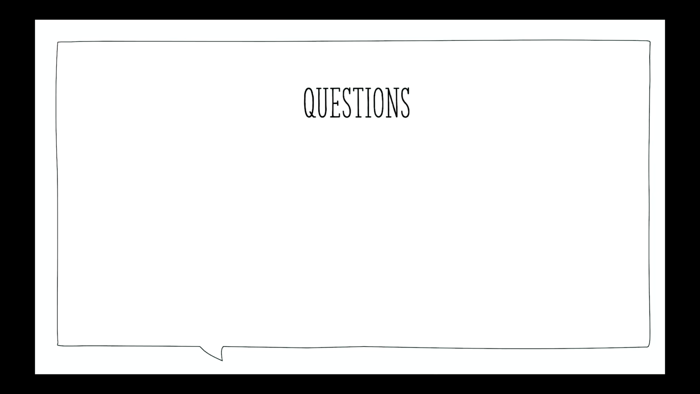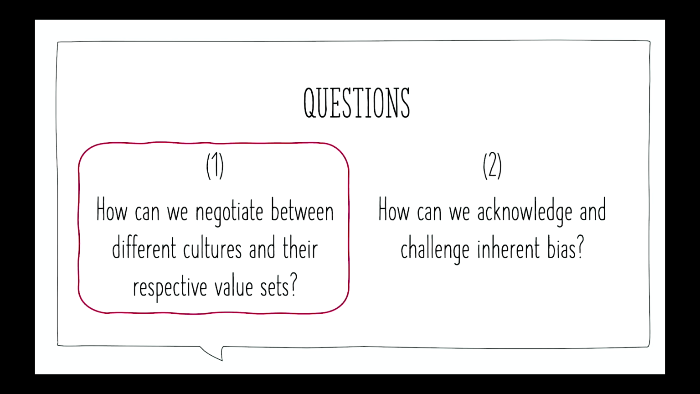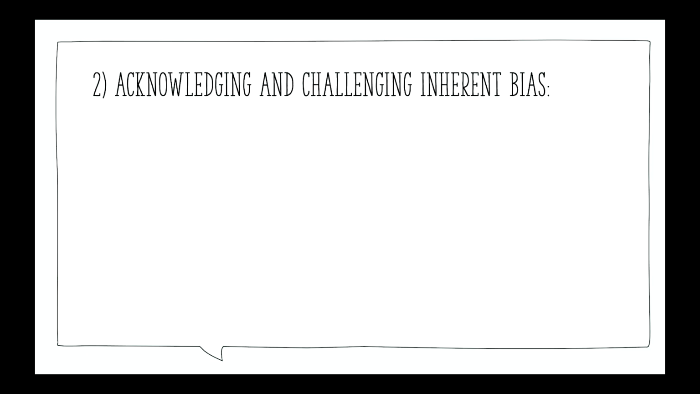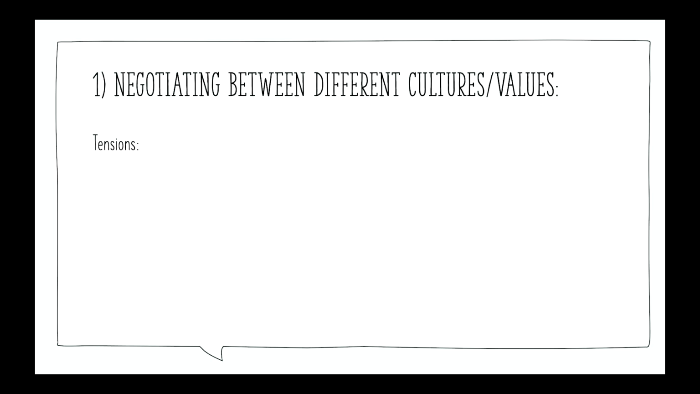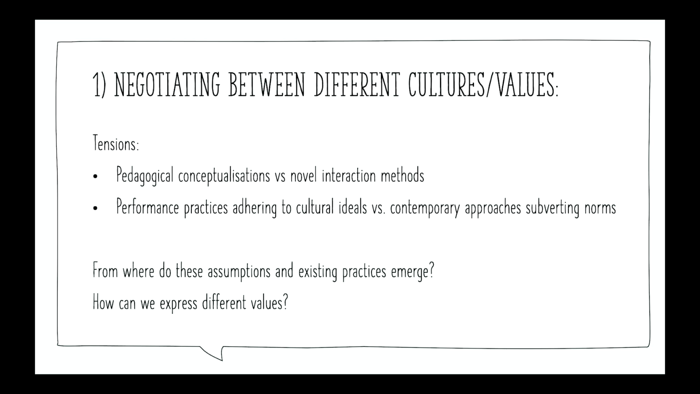So just to conclude on some questions, again, how can we negotiate between different cultures and their respective value sets? And then how can we acknowledge and challenge inherent bias? So understanding our own biases. Sorry, I don't know why my slides skip around like that. Some very brief tensions. We have pedagogical conceptualizations versus novel interaction methods. We have this clinging to tradition and associations and norms versus the idea that we want to continually reinvent and make new things. And again, how this adheres between cultural ideas and contemporary approaches.